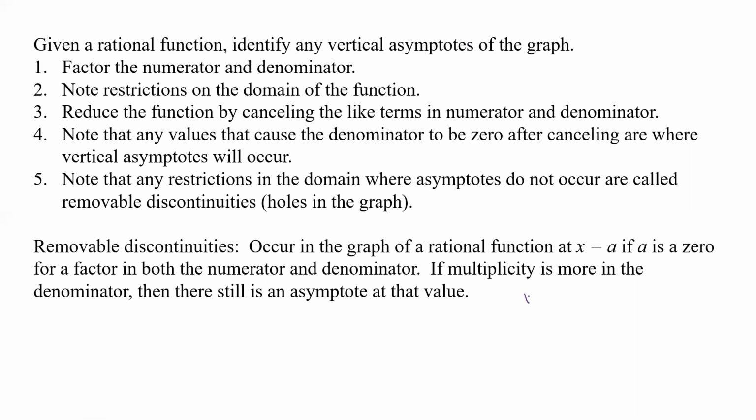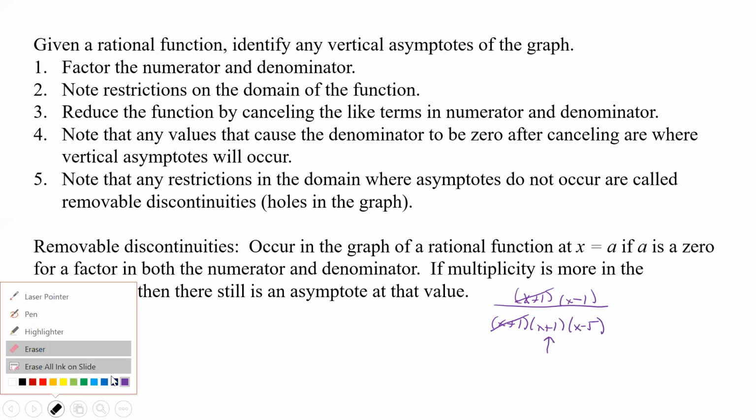Now, if multiplicity is more in the denominator, then there's still going to be an asymptote at that value. So if we had something like x plus 1, x minus 1 over x plus 1, x plus 1, x minus 5, that would be a removable discontinuity. But because we have multiplicity greater than 1 in the denominator, it's still going to be a vertical asymptote. Now, if this had been, say, a 4 instead, then we just have the removable discontinuity, and we wouldn't have a vertical asymptote. But if that was a 1, then we would still have it there. So it kind of depends on what we have in that denominator and what we can and cannot cancel out completely. Okay.